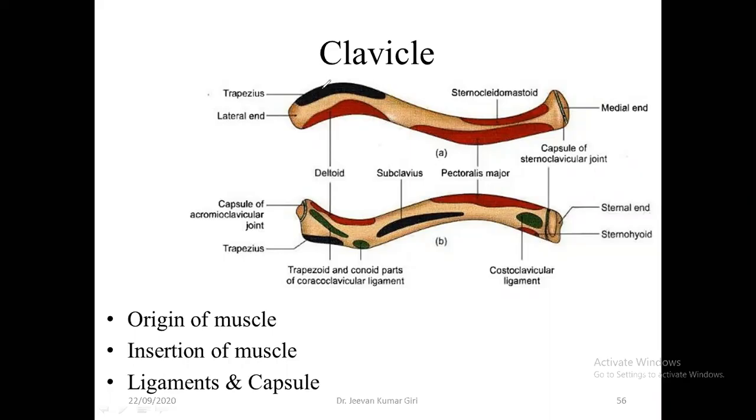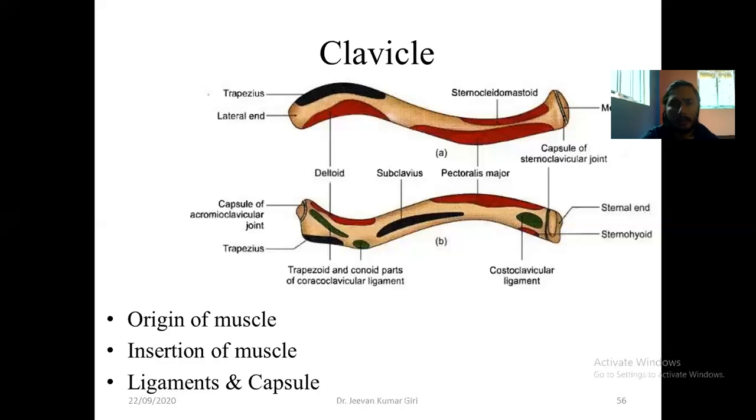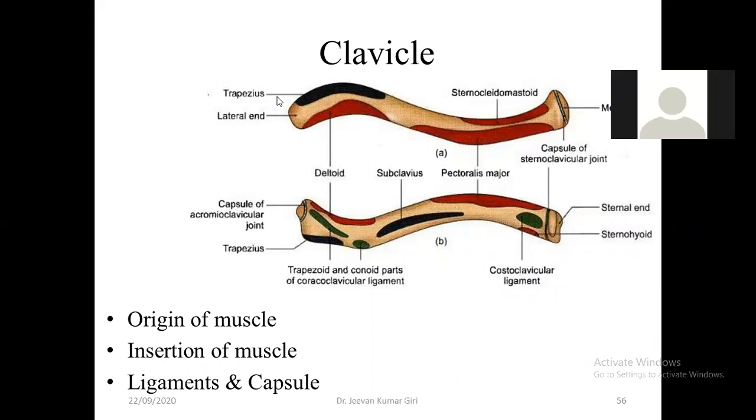So this is the posterior border of the lateral one third, this is the anterior border, this is the superior surface, and below is the inferior surface. On the anterior border there is the origin of the deltoid muscle. On the posterior border in the lateral one third, there is the insertion of the trapezius muscle. So we are reading the attachments on the clavicle.